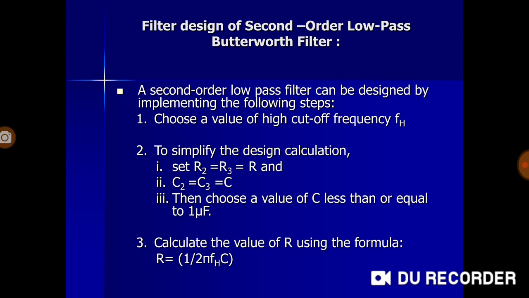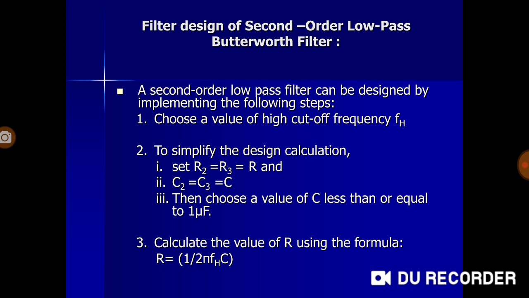Let R2 and R3 be R of the same value and C2, C3 be C. So in that case the equation becomes FH is equal to 1 by 2 pi under root of R square C square, because R2 R3 becomes R square and C2 C3 becomes C square, under root. So obviously this FH falls back to the first order term only, FH is equal to 1 by 2 pi RC.